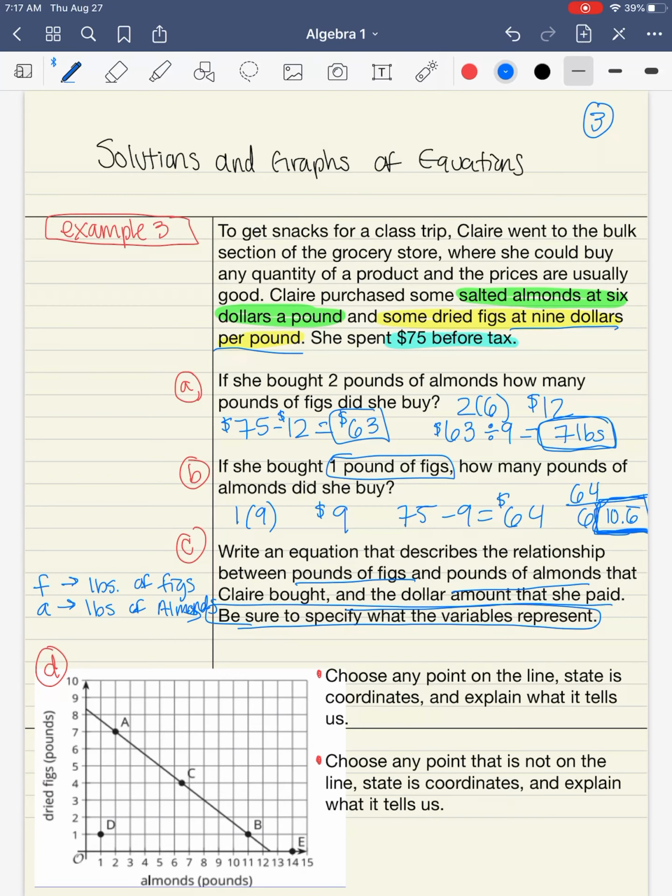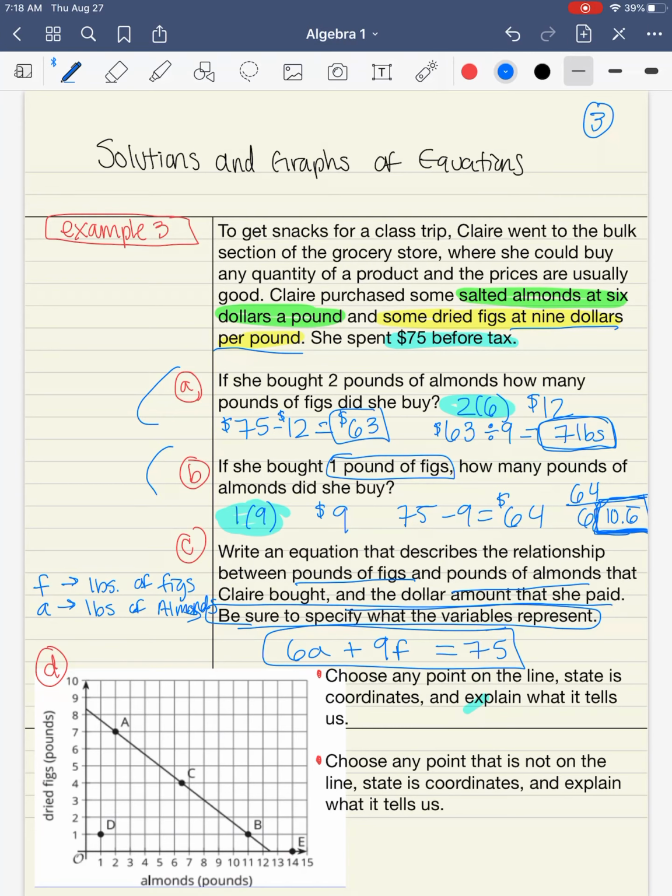So what was I doing every time with the cost and the pounds? I was multiplying them. 2 pounds of almonds at $6 a pound. 1 pound of figs at $9 a pound. So that's where those coefficients are going to come into play in our equation. So almonds are $6 a pound, so that would be 6A. And then figs are $9 a pound, so that would be 9 times F. And then we add that cost to get the total, 75.